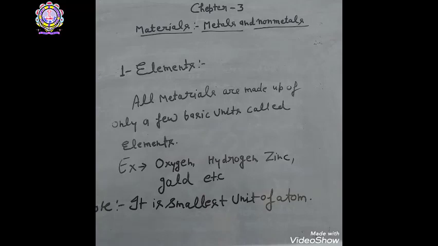There are only 118 elements known at this time, out of which only 94 are found in nature and the others are made by scientists in the laboratory. So 94 are natural, but the others are made by chemical processes.